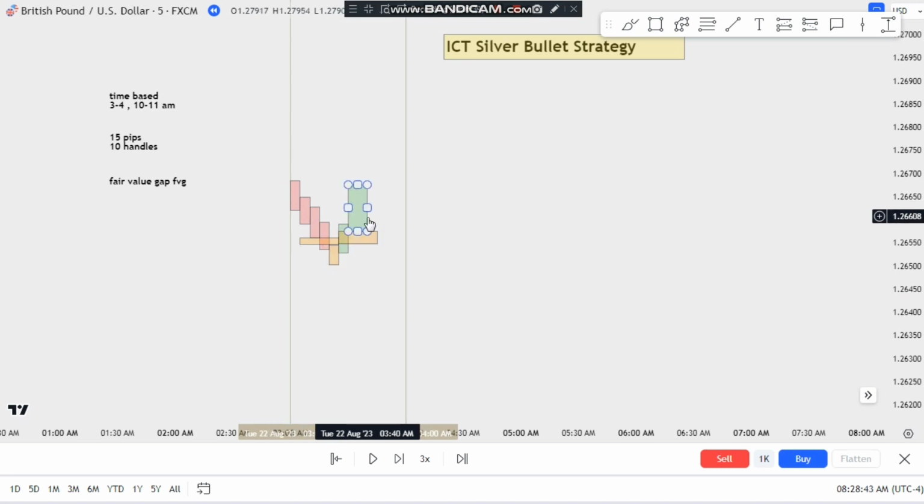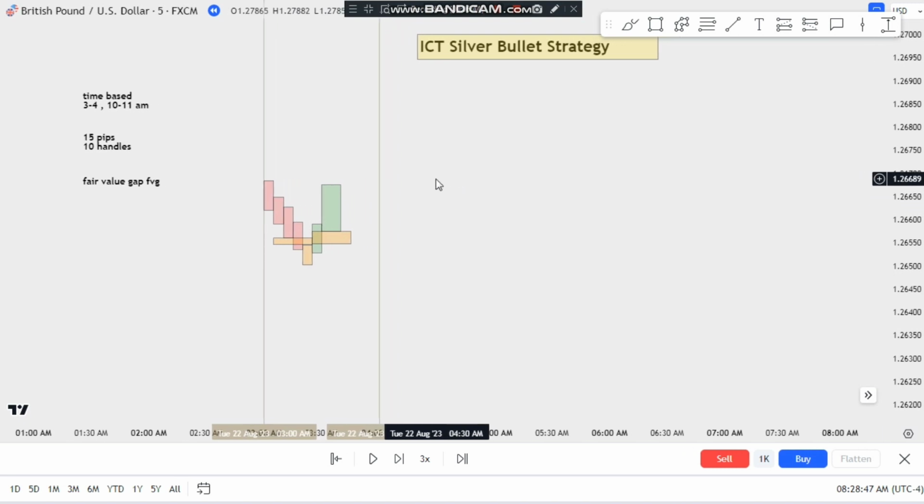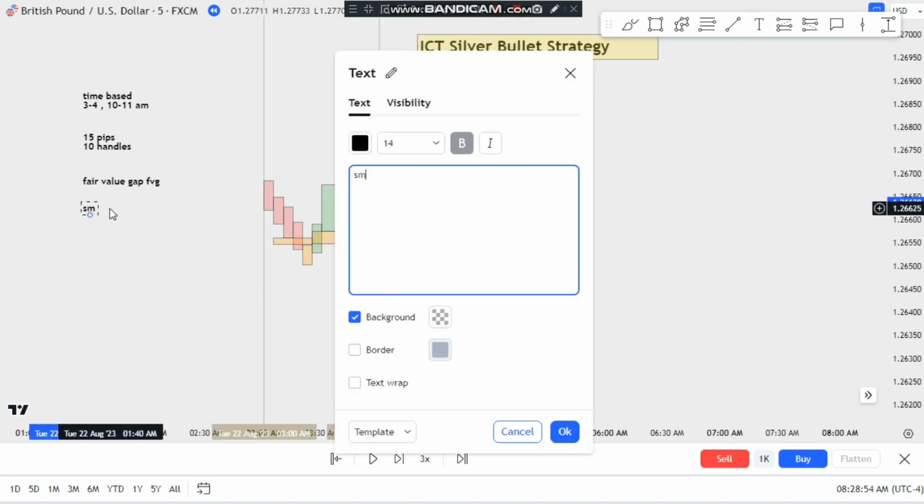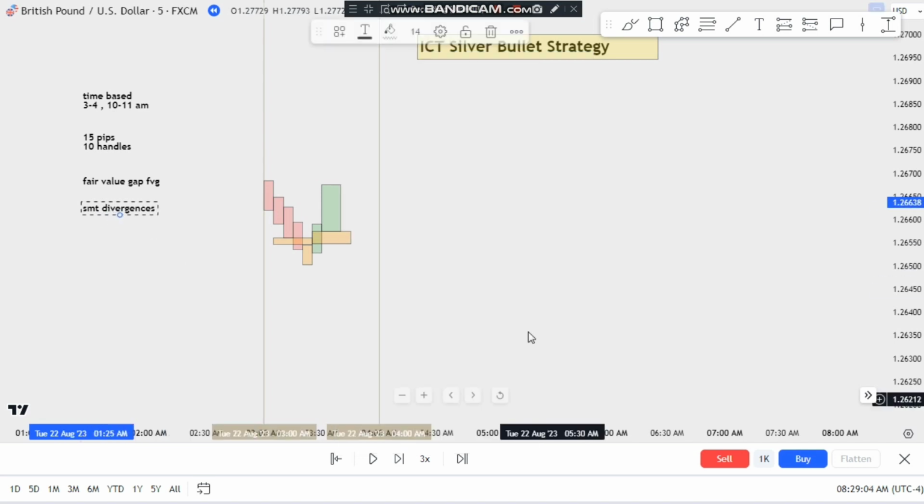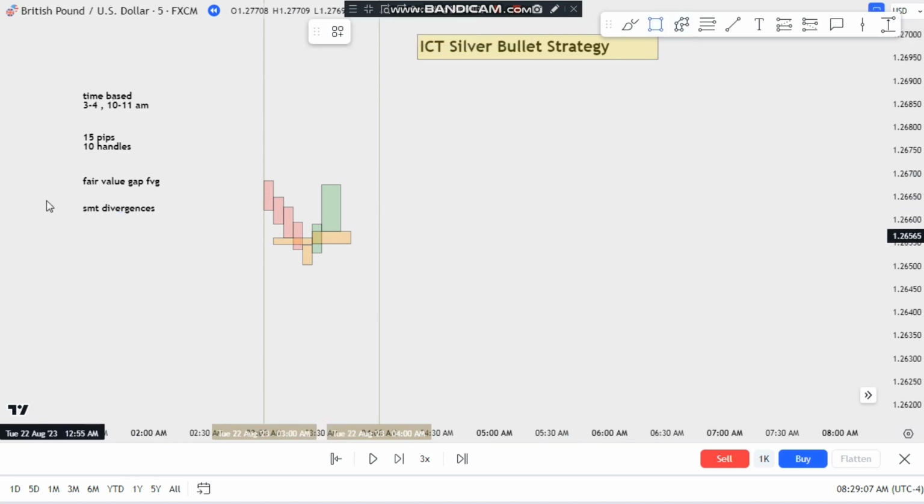For that I use another smart money concept, which is the SMT divergences, and this makes my strategy different from the rest of them. Nobody uses the SMT divergences in the silver bullet trade, but I will show you in the examples that the SMT divergences are important. Now what is SMT divergence?